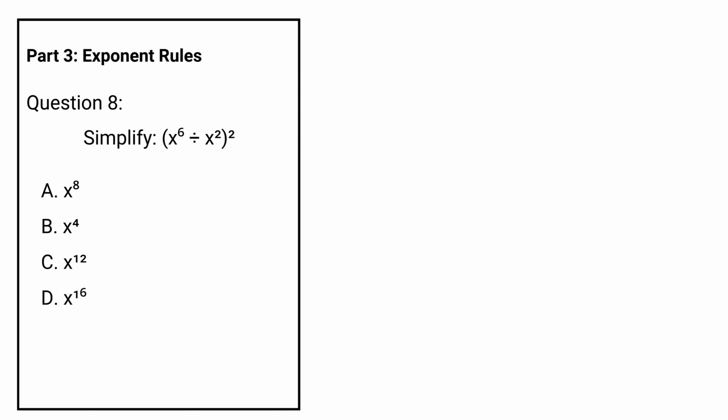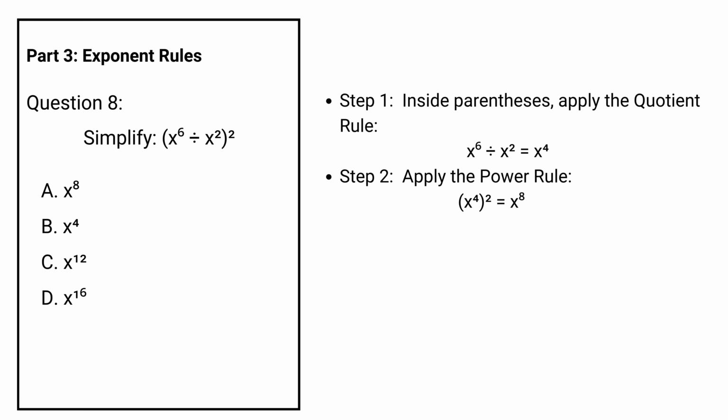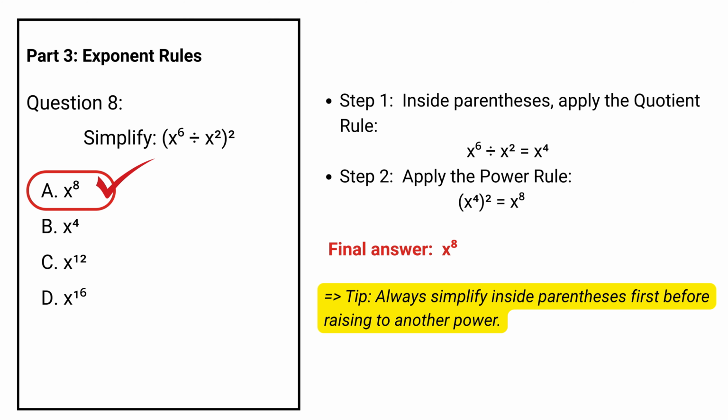Simplify. Open parentheses. X to the 6th divided by x squared. Close parentheses, squared. Let's work inside the parentheses first. X to the 6th divided by x squared equals x to the power of 4. Because we subtract exponents when dividing. Now we raise that to the 2nd power. 4 times 2 equals 8. Final answer. X to the 8th power. See how we used both quotient and power rules together?